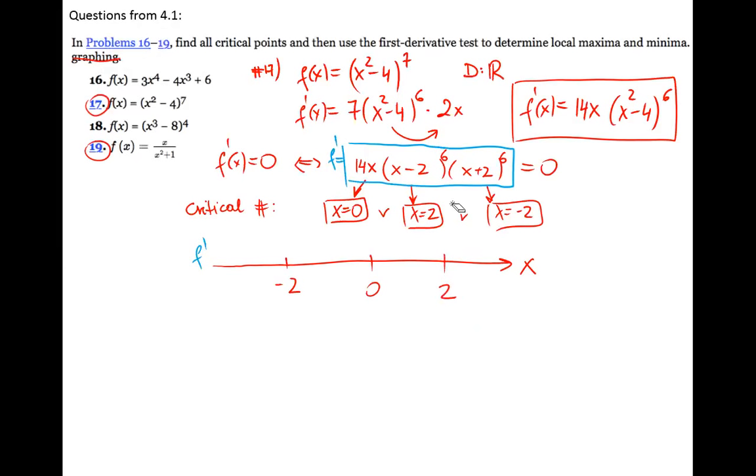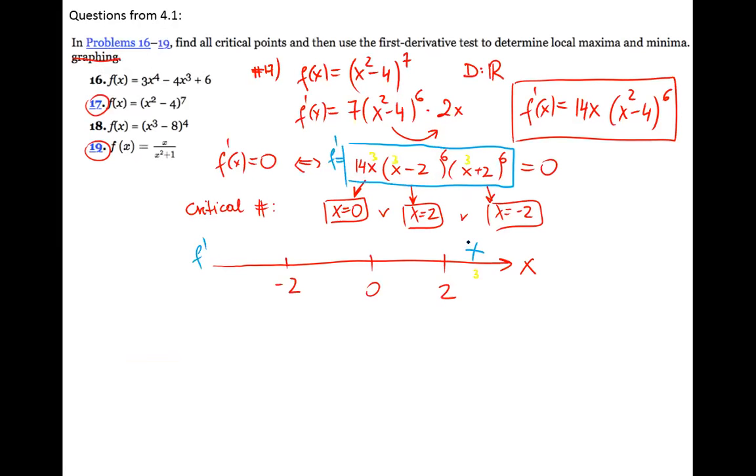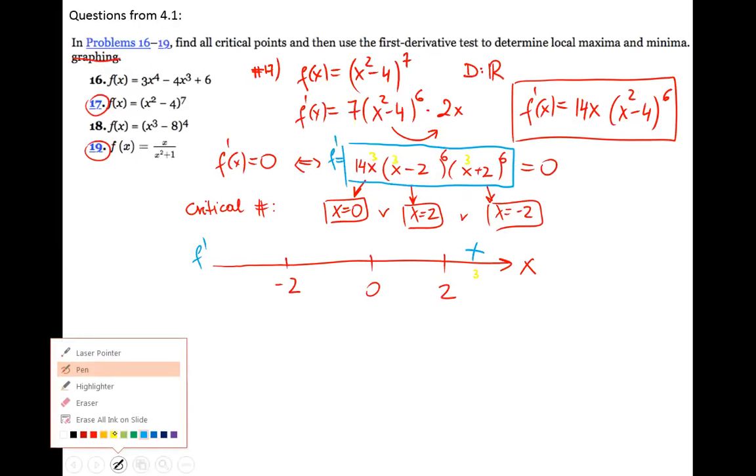We simply have to take a test value from each interval. You can pick any number. If I put 3, substituting 3, of course we don't have to get the exact value, right? I'm not going to compute 3 plus 2, 5, 5 to the power of 6. No, no, no. What I'm looking for is the sign only. Substituting 3, 3 plus 2 is positive, 3 minus 2 is positive, 14 times 3 is positive, and of course to the power of 6. That means this interval will always be positive. The derivative is always positive.